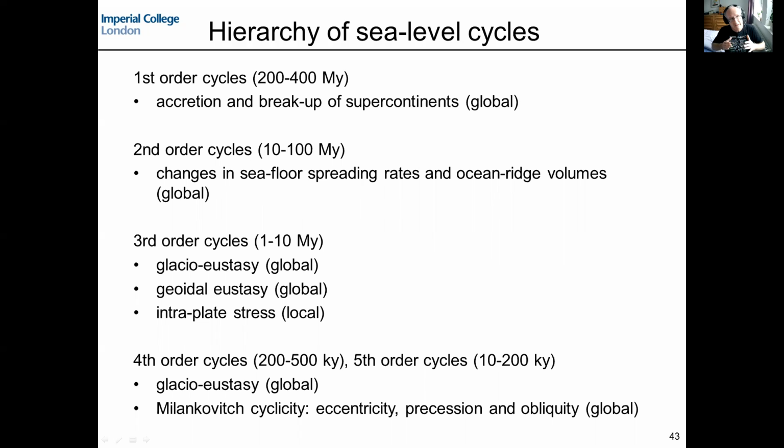So when a seafloor spreads rapidly, the mid-ocean ridges at the constructive oceanic plate margins have a large volume, and that means that global sea level is high as a result. When seafloors are spreading more slowly, mid-ocean ridges have smaller volumes, and then global sea level is correspondingly lower.